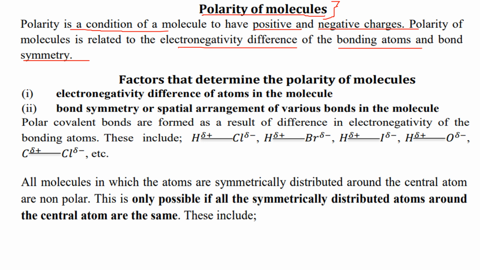We're going to first look at the factors that determine the polarity of different molecules. One is the electronegativity difference of the atoms that are present in a given molecule. The other one is the bond symmetry, or the spatial arrangement of the various bonds in the molecule. So here we're going to say that polar covalent bonds are formed as a result of a difference in electronegativity of the bonding atoms.